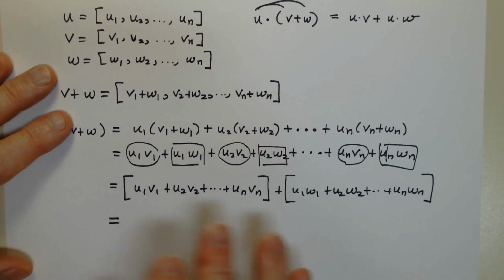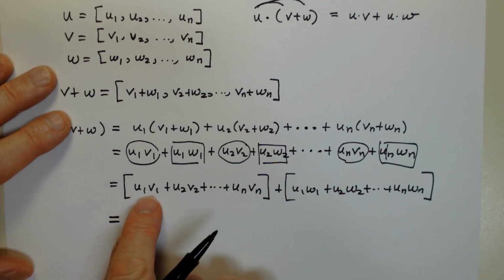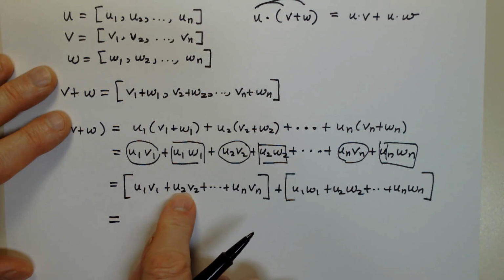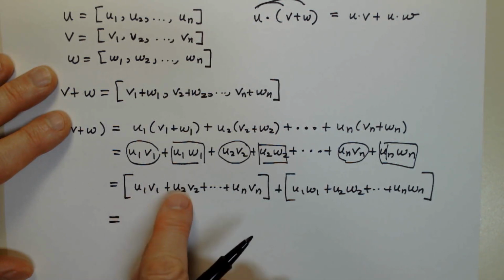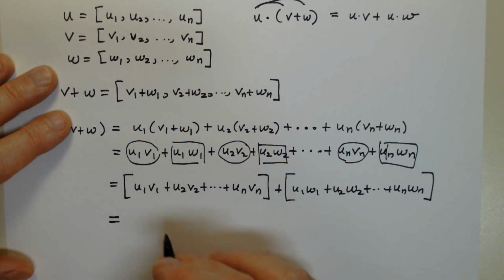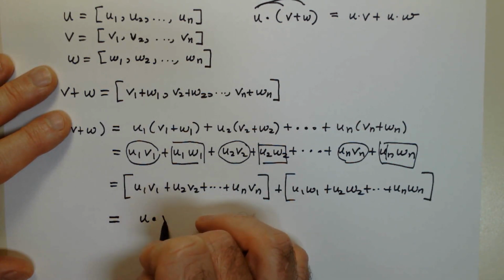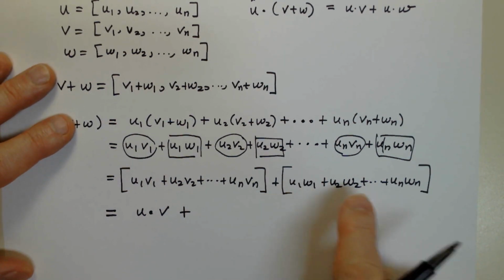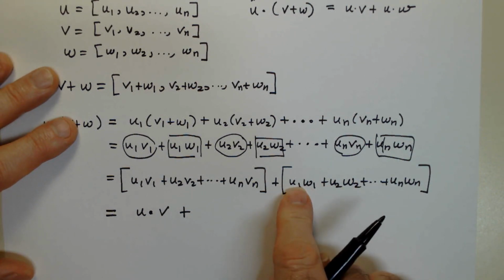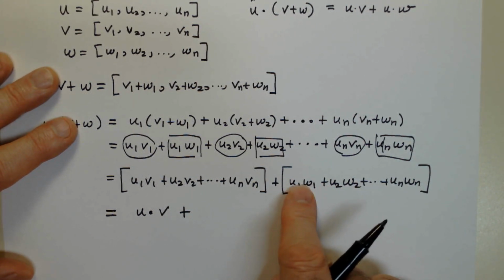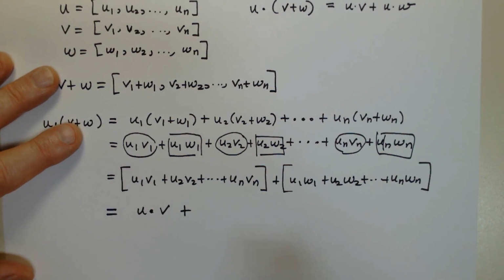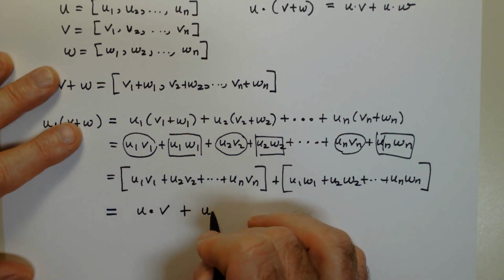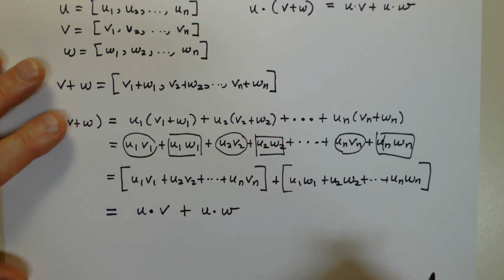And now we just have to step back and look at what we've got here, right? We've got products of first components, products of second components, products of nth components added together. And this involves the components of u and v. And so we recognize this as u dot v. And then we do the same thing here, right? We see products of first components of u and w, second components of u and w, nth components of u and w. So we recognize that as u dot w.